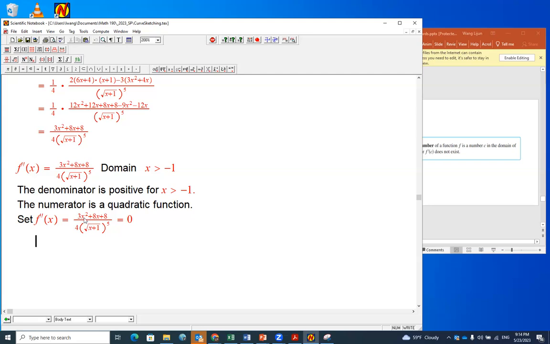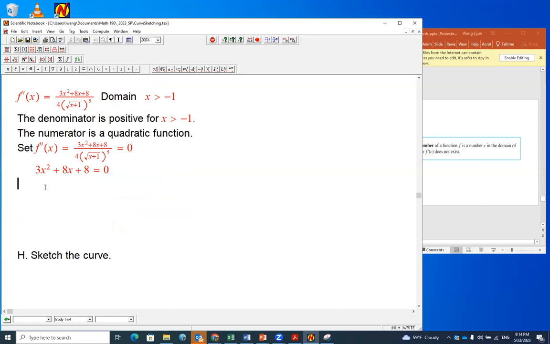Denominator cannot be 0. If the entire thing is 0, the numerator is 0. So when will the numerator equal 0? We're solving this quadratic equation, and we all know about the quadratic formula, right? We're going to use the quadratic formula because it looks like the factoring is going to be a lot of work. Okay, so we're going to look at the quadratic formula.